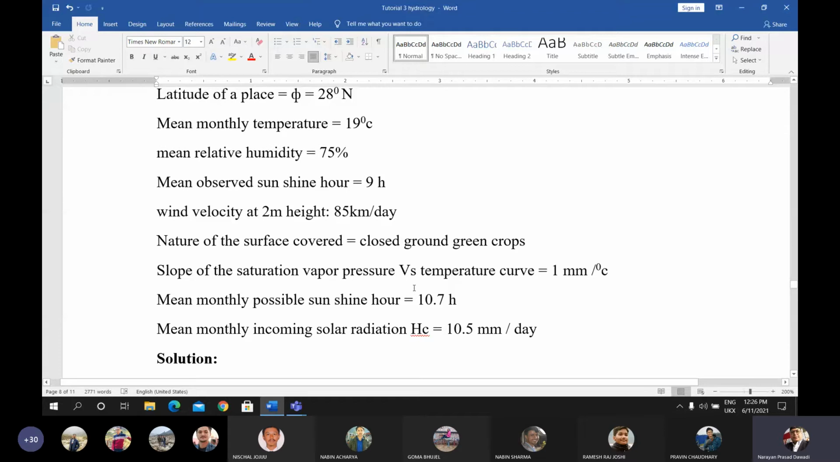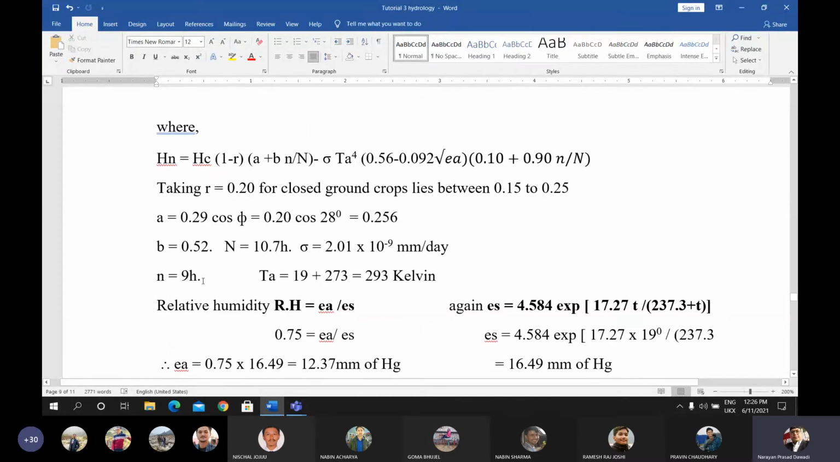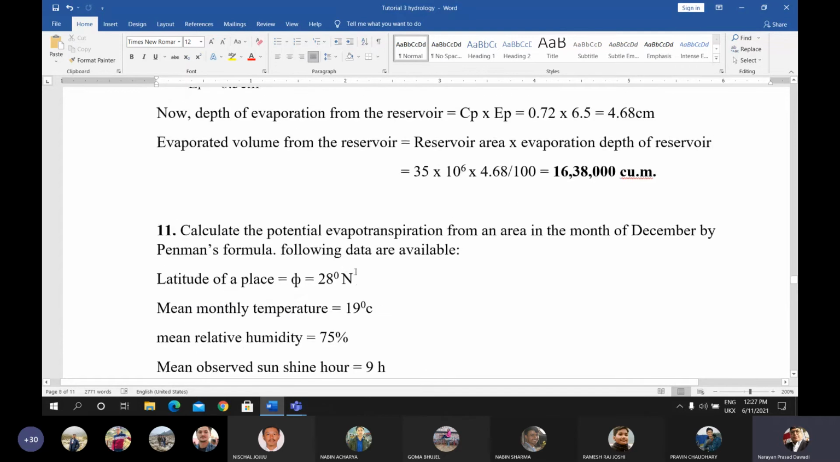For the capital N, take the highest value of the hour. Mean monthly possible sunshine hour is 10.7 hour, and mean observed sunshine hour is 9 hour. This 9 hour is small n. This 10.7 hour is the capital N. Okay, this is given in the question. For small n, 9 hour, for capital N, 10.7 hour. Greater value for the capital letter and the smaller value for the lower letter.